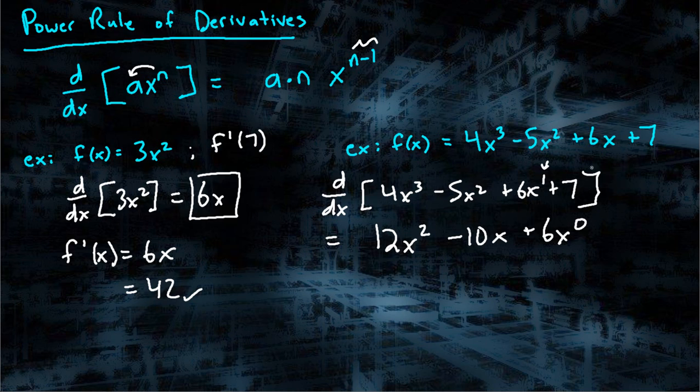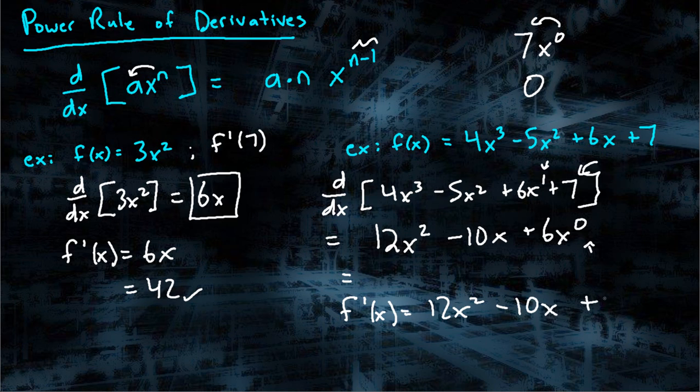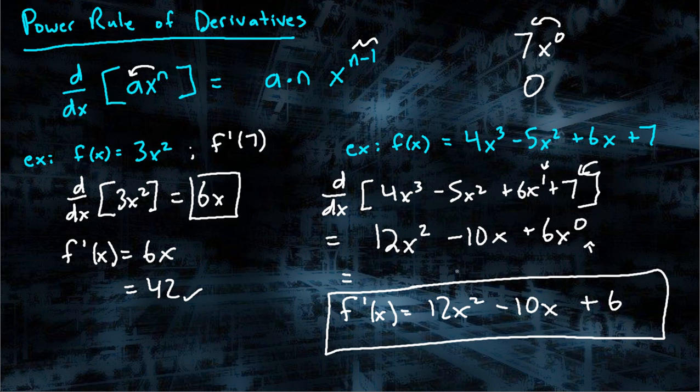And now this, I'm going to show it. This would be like x to the 0. And 7 times 0 is 0. So that's just 0. And that should make sense. The derivative of any constant is 0. Now this x to the 0 is simply 1. So my f prime of x, my derivative, is 12x squared minus 10x plus 6, because this would be a 1. And there is my final answer for that one.